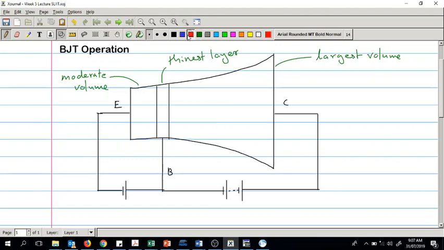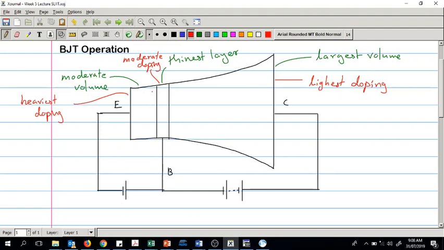And what about the doping concentrations? The collector has the lightest doping, the base has moderate doping, and the emitter has the heaviest doping. Heaviest doping, moderate doping, and lightest.